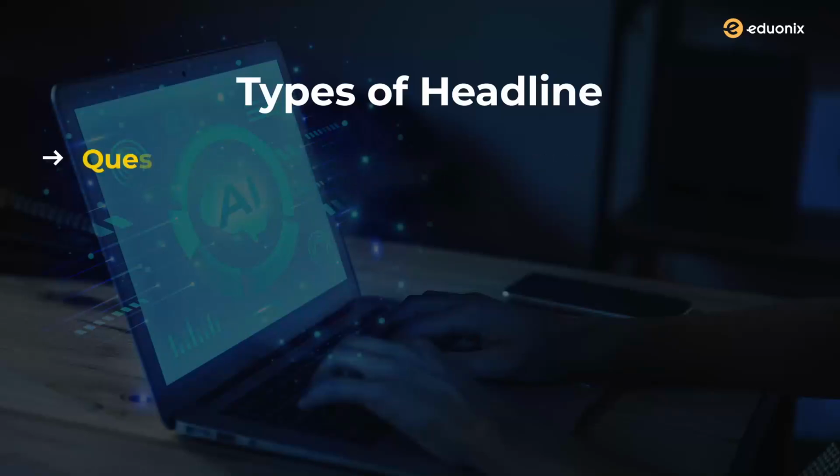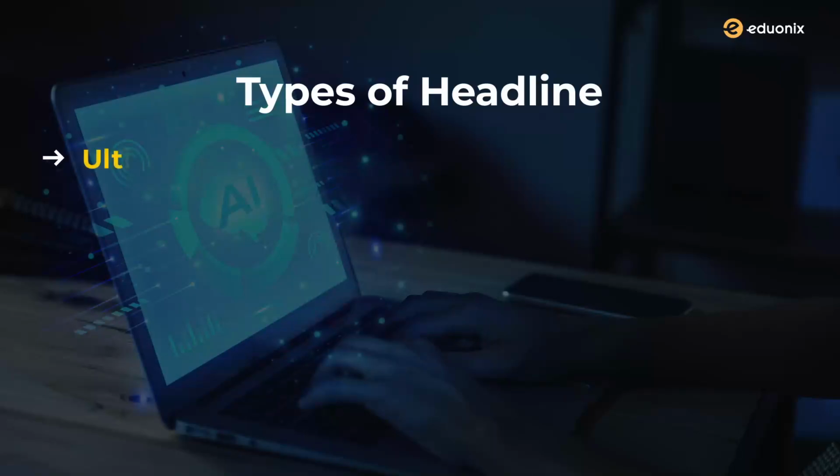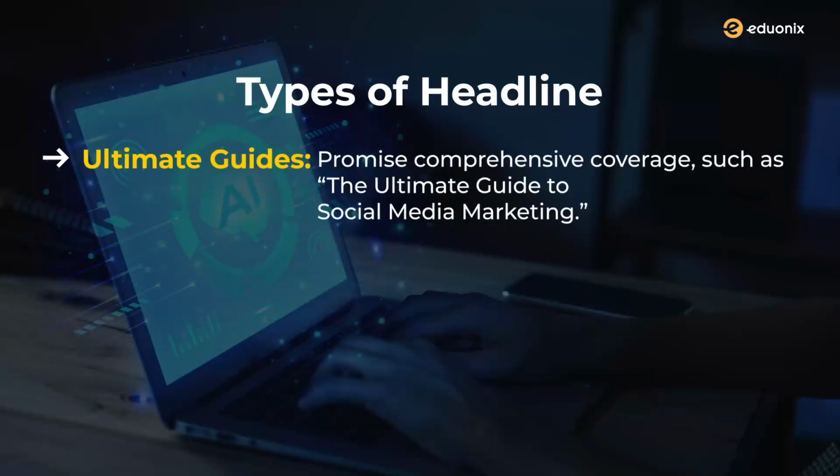Next, you can do question headlines. For example, are you making these common mistakes while using AI tools? Are you making these common mistakes while parenting? Those are question-based headlines. They generate curiosity among people. Then you can also have a headline about ultimate guides, like ultimate guide to using an AI tool, ultimate guide to social media marketing.